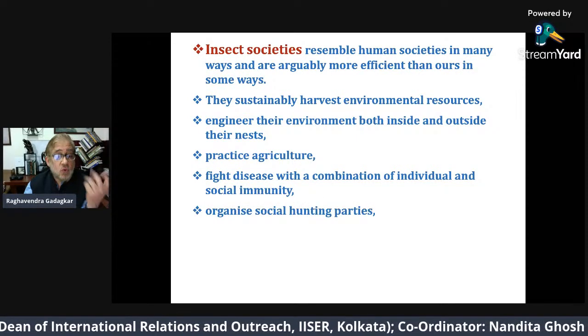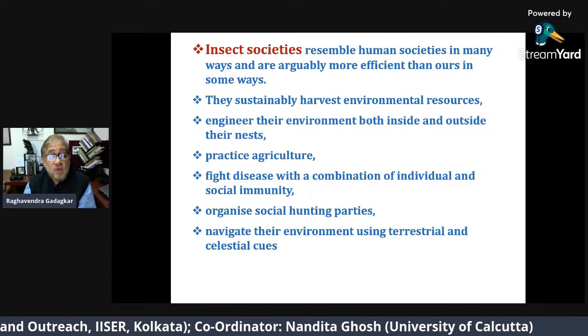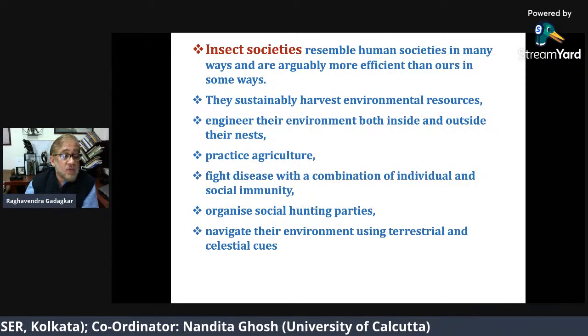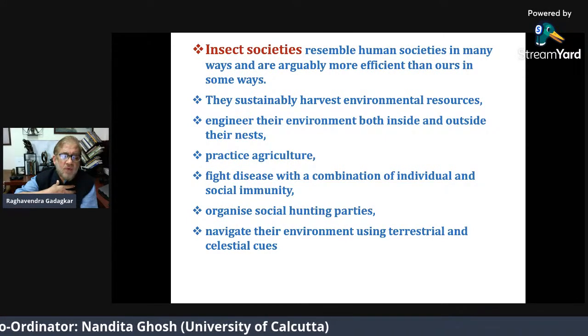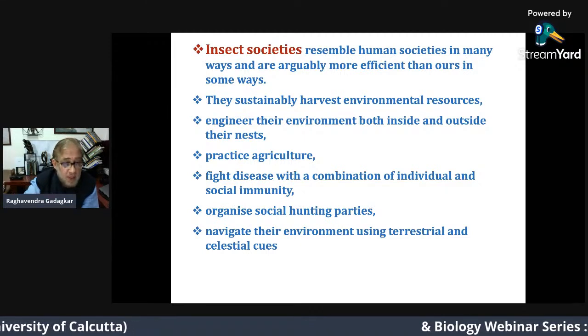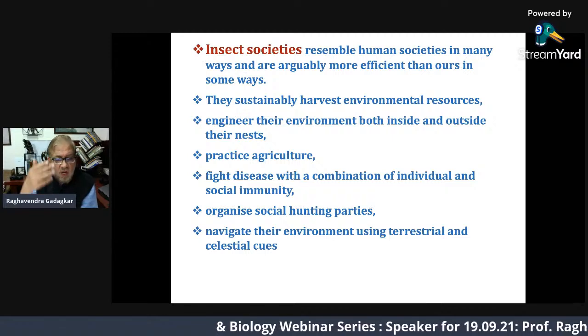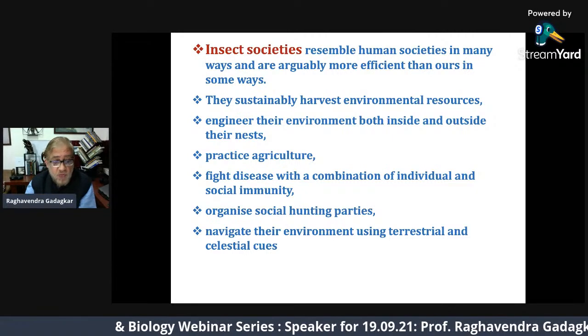They organize social hunting parties. They navigate their environment using both terrestrial and celestial cues. See, many social insects go off kilometers away from their nest in search of food, and they have to return back to the nest. And how do they make sure that they don't get lost? So there are elaborate mechanisms that they use.